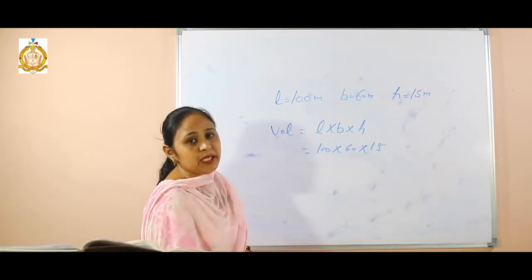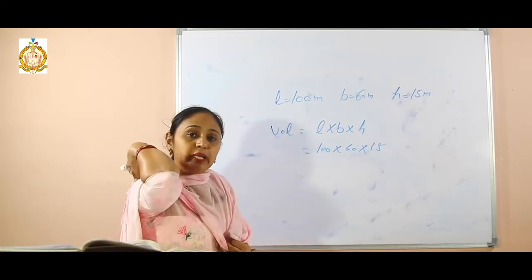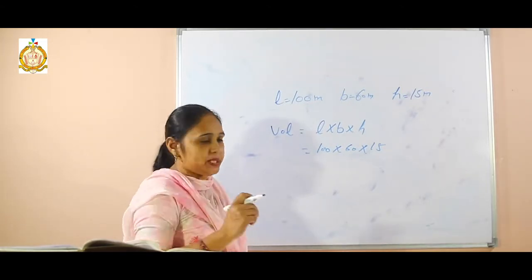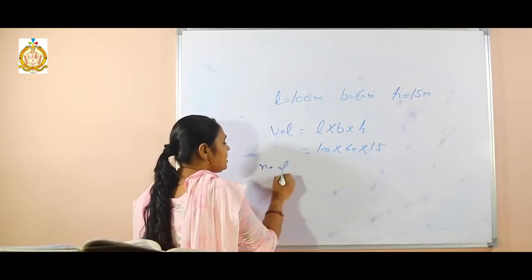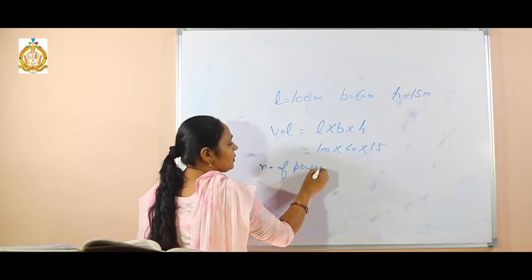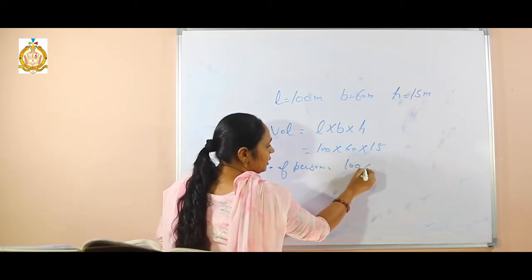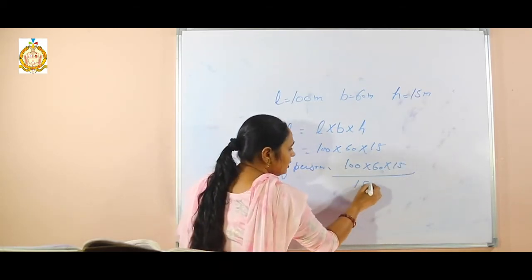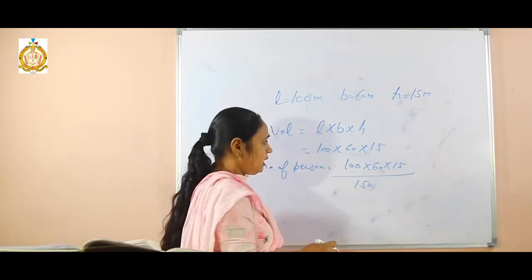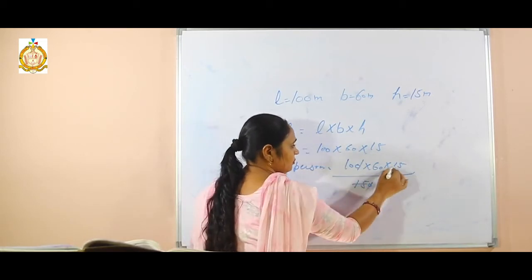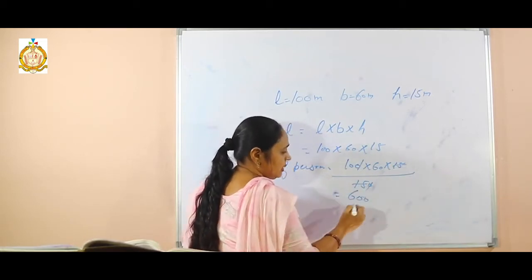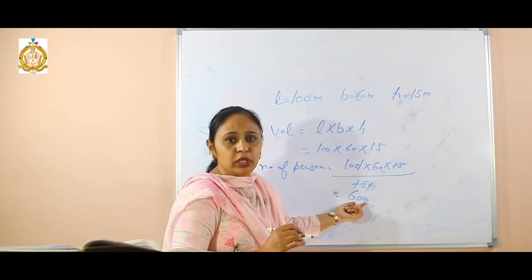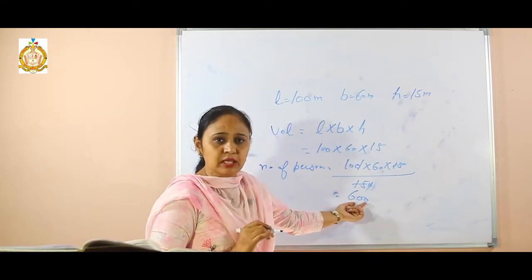Now, one person can take 150. I want to find the number of persons. Number of persons will be the total air present divided by the air each person takes. Now, if I divide it, it becomes 600. That means in that hall, only 600 persons can sit.